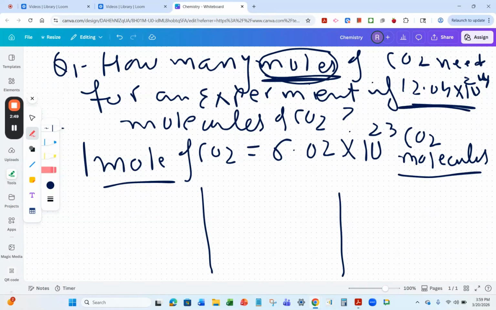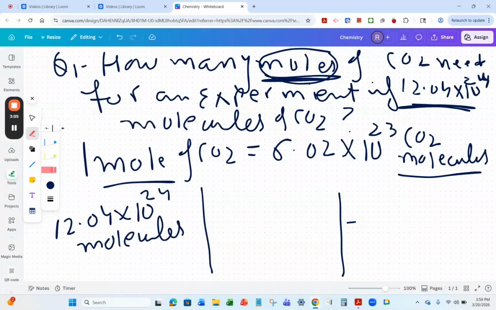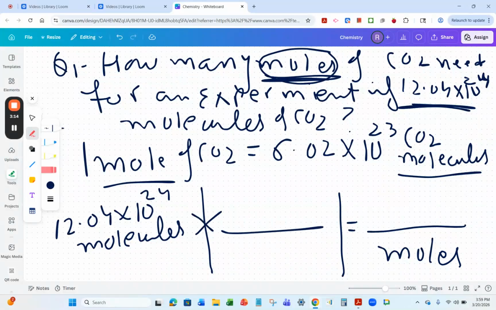So write down the value given to you in the question. It's 12.04 times 10 raised to the power 24 molecules. In the third column, you need to find the moles. Put the moles here, and here the conversion factor. One value will divide with the value in the first column and one value will multiply. Same rule, same unit should not be multiplied. They should be in division form.